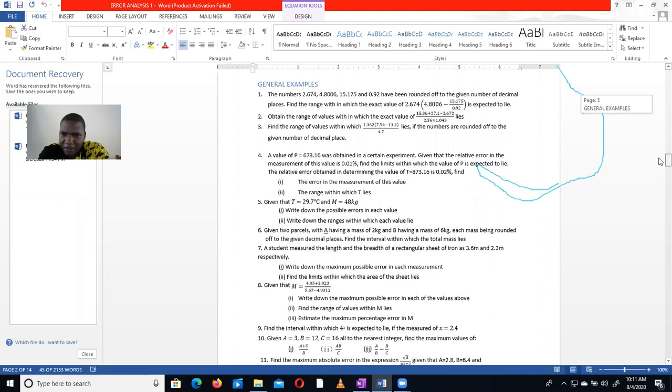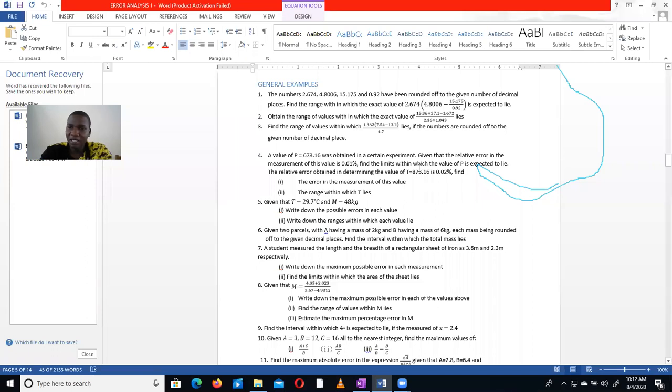Let me see, a student measured the length of this and that. The question is not coming. Where did I see it? You look at that number 4. Number 4, they are saying a value of P is this, was obtained in a certain experiment. Given that the relative error in the measurement of this value is 0.01%, now that is percentage error because I've given you relative error in percentage form. So that is percentage error.